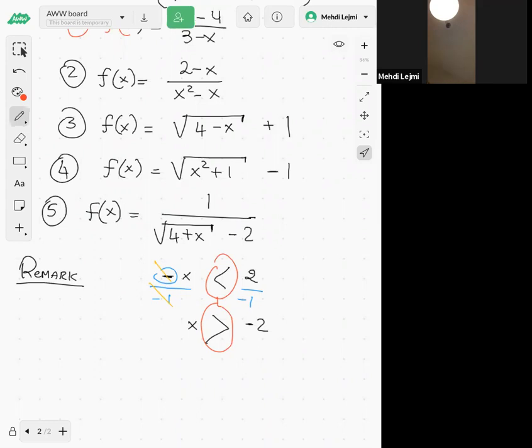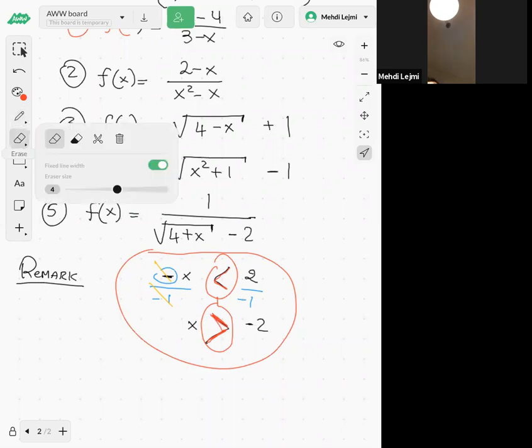Just again, guys, make sure whenever you multiply or divide by a negative number, you have to change your inequality, right? So if you have a less and you divide by -1, then the less becomes larger, okay? Or the other way: if you have a larger and you divide or multiply by a negative number, then the larger becomes less, okay?